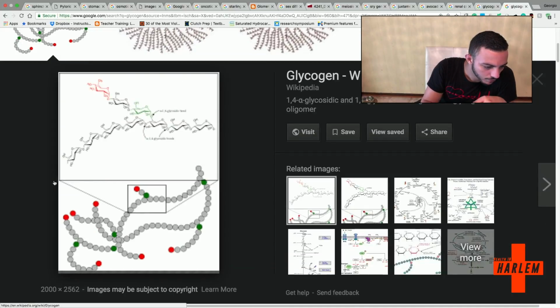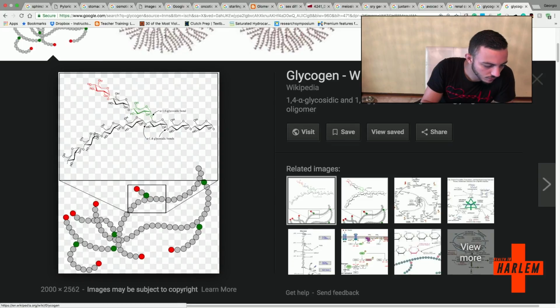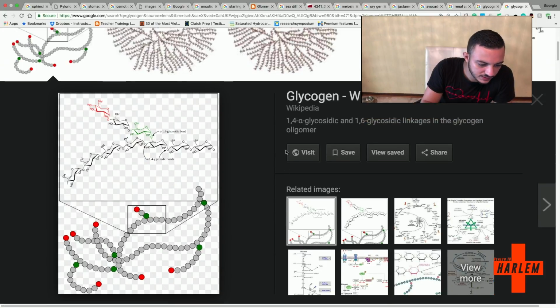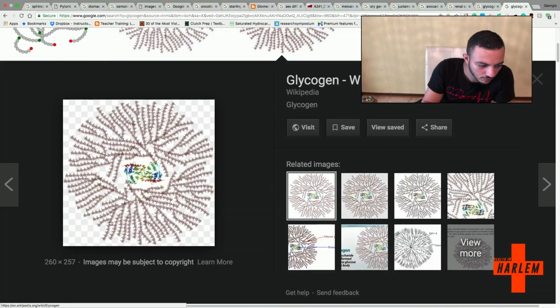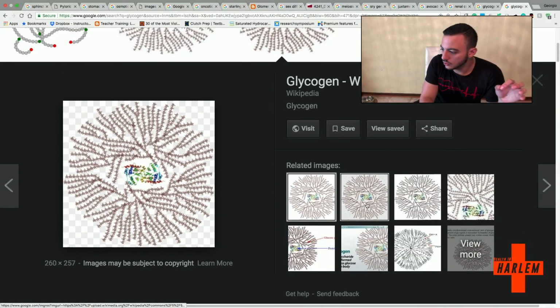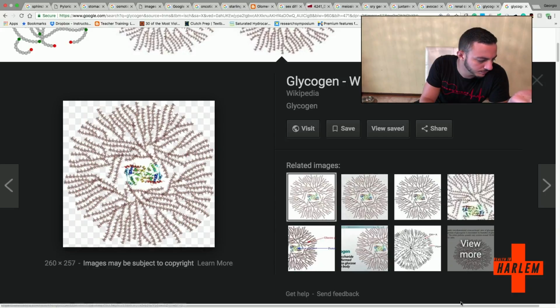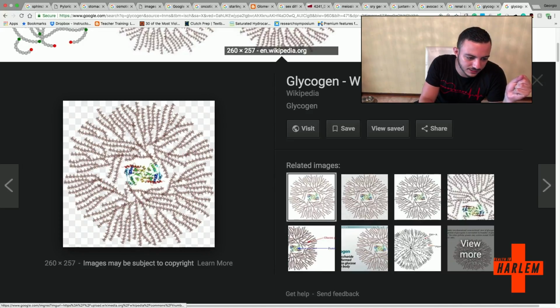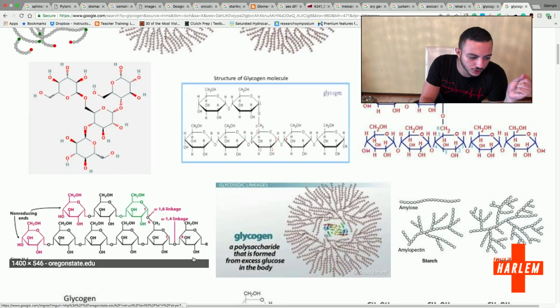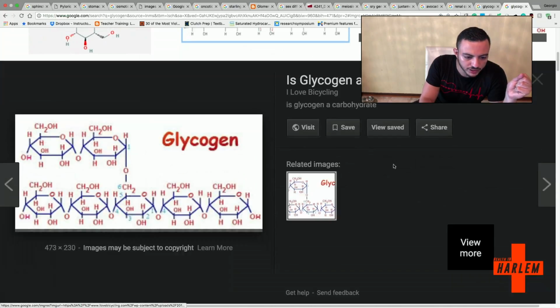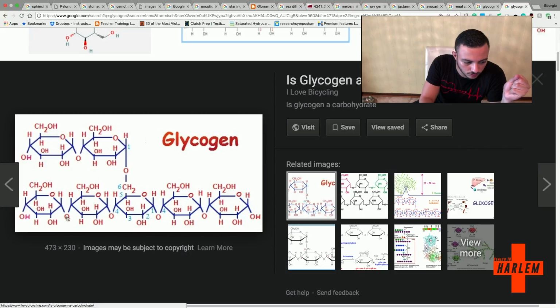So glycogen is this branched chain of glucose molecules. We could go over it very quickly again, but glycogen is this branched chain of individual glucose molecules that have been bound together. So this is your tissue box made up of individual glucoses. Glucose, glucose, glucose, glucose, glucose.